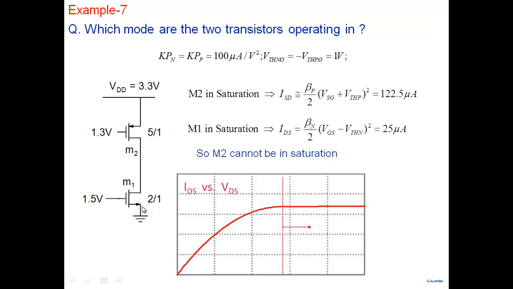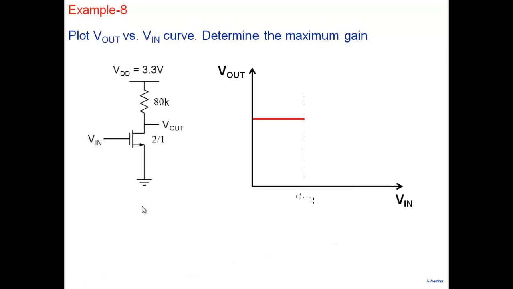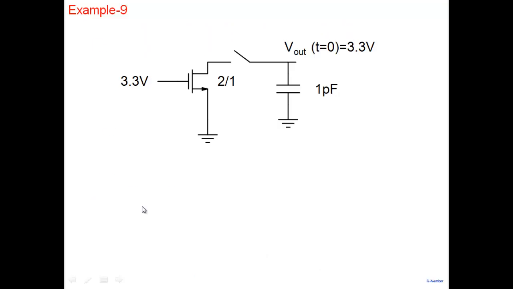Right here at this particular point, the transistor is on. Note that the transistor is on. VGS is larger than VTN, but no current is flowing. Okay, all right, so let's get back to that.